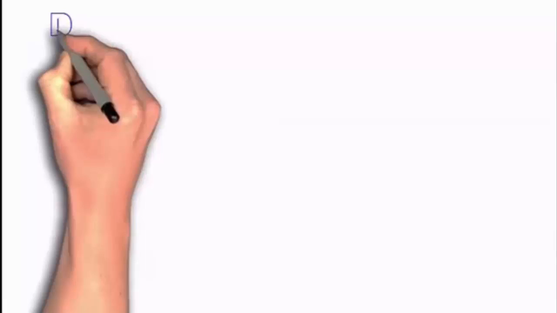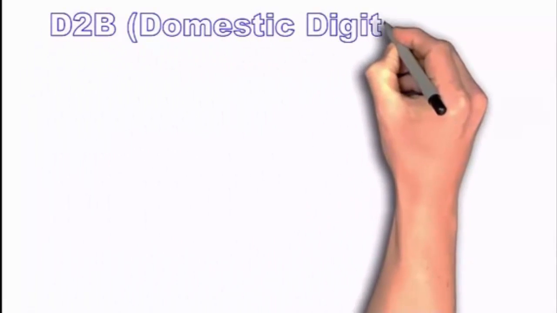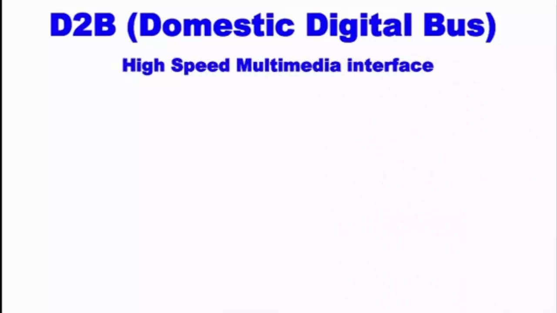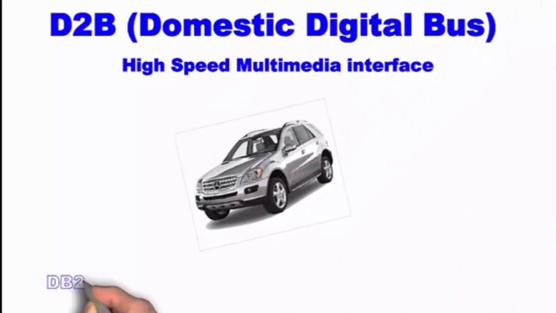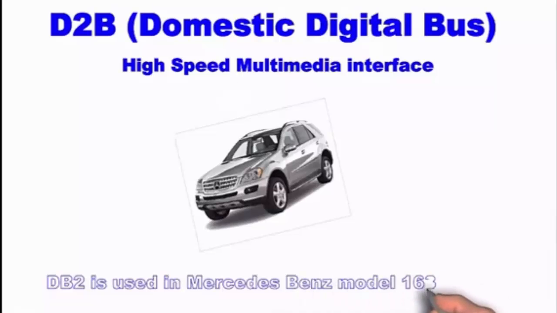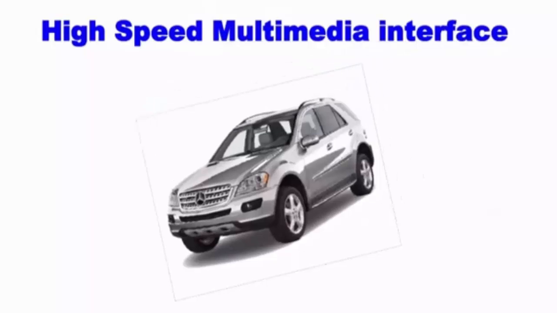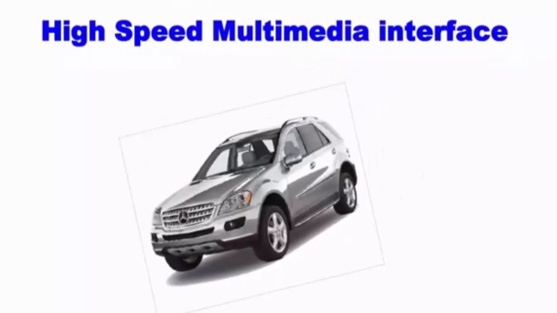Here is a protocol I didn't even know about, D2B, Domestic Digital Bus, which is a high-speed media interface. D2B utilises fibre optic to transmit data and control signals in the form of emitting light signals on the optic bus network. D2B is used in the Mercedes-Benz model 163 M-Class.